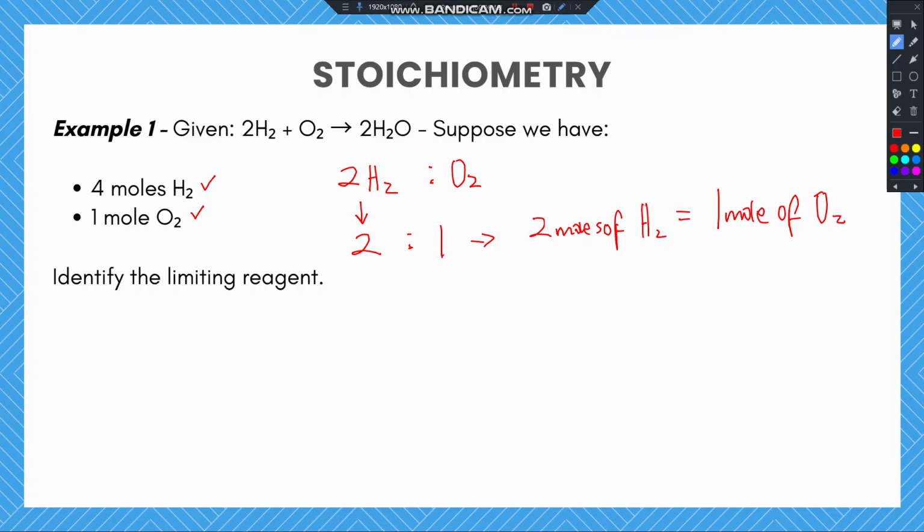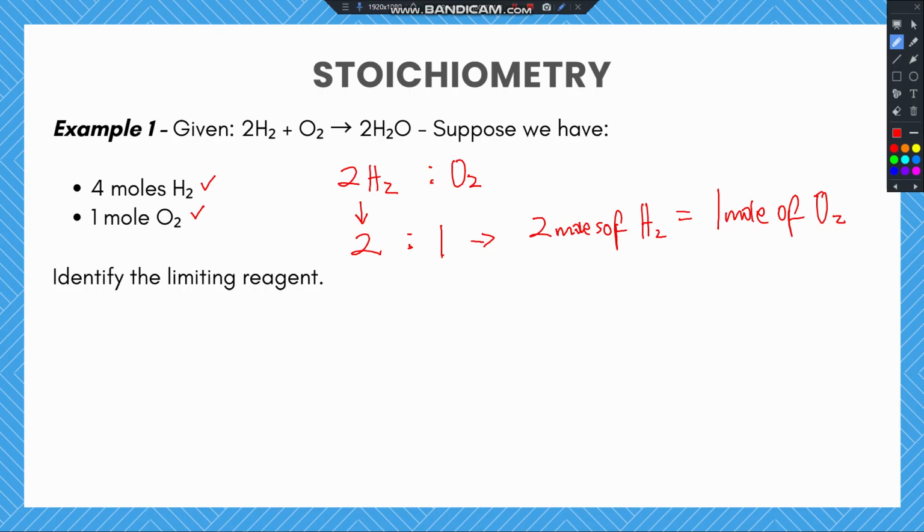Now between these two, one is in excess and one is in short supply. How do we know? Well, let's assume the number of moles for hydrogen is unknown. We can do the same for oxygen, any one of these two. Why? Because we want to find out the number of moles of the two of them that will be needed, and then we'll compare it with what we have.